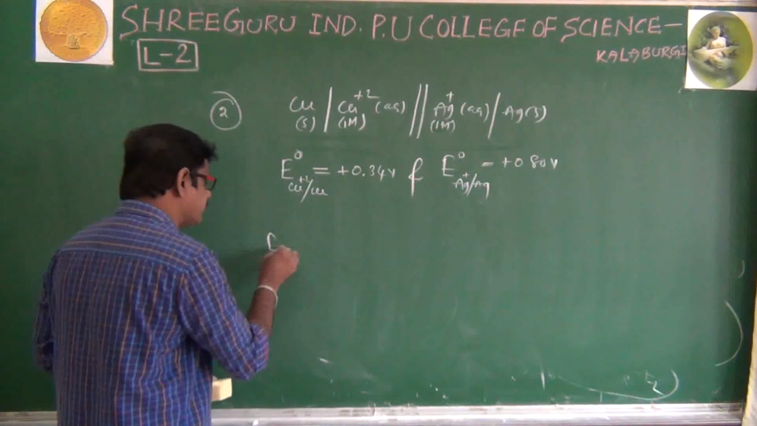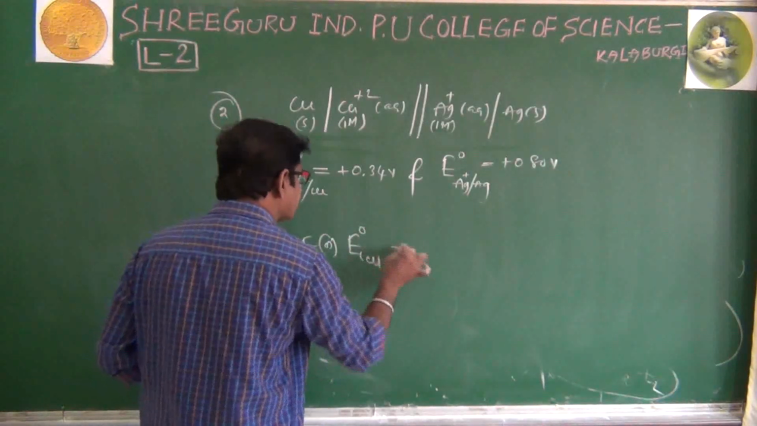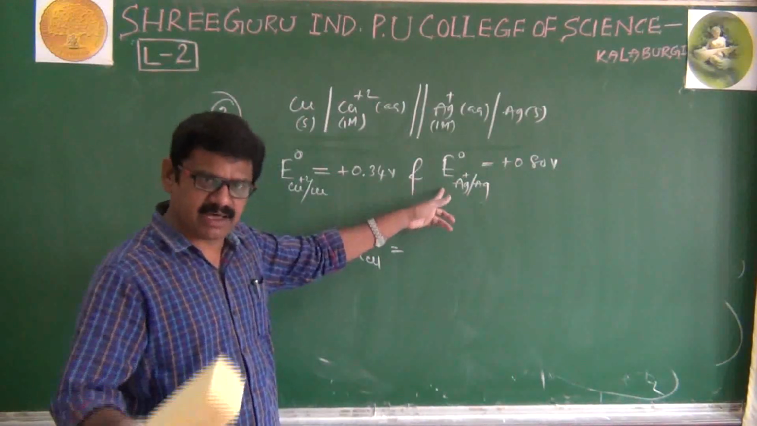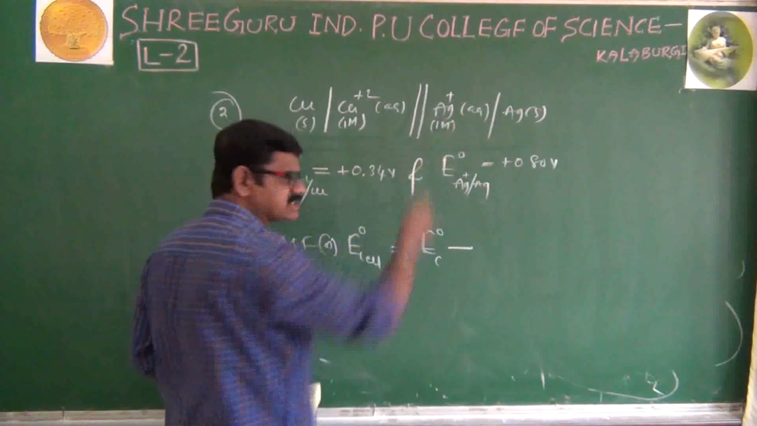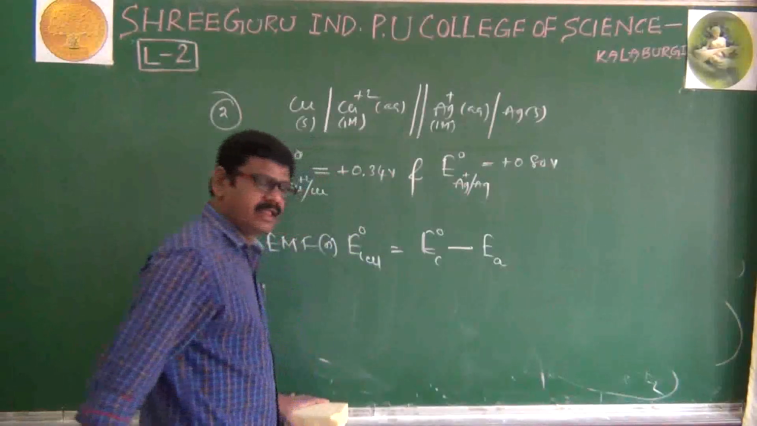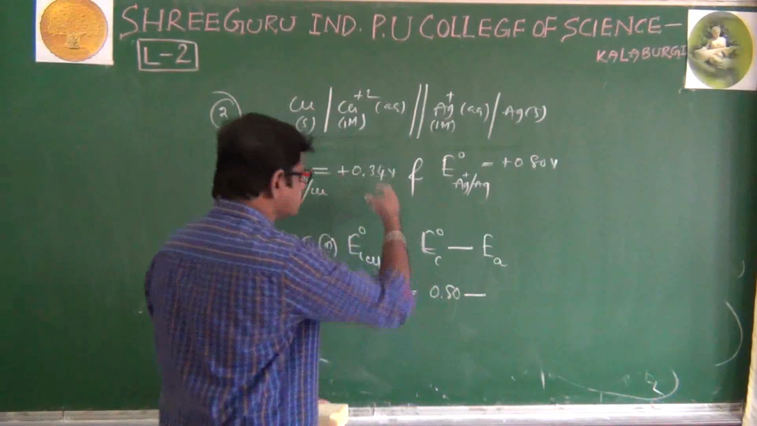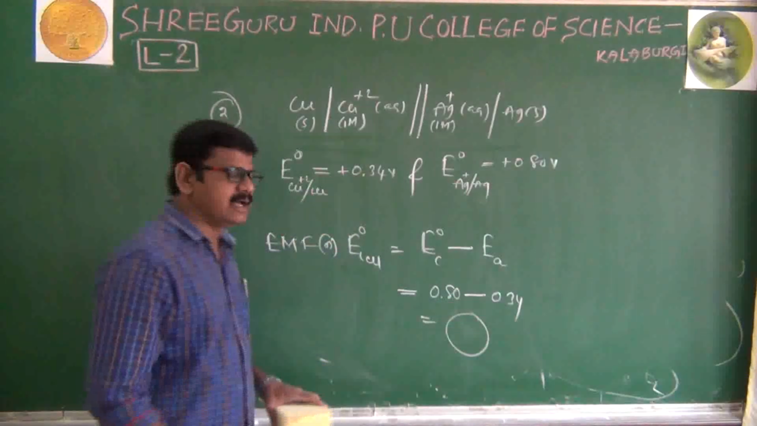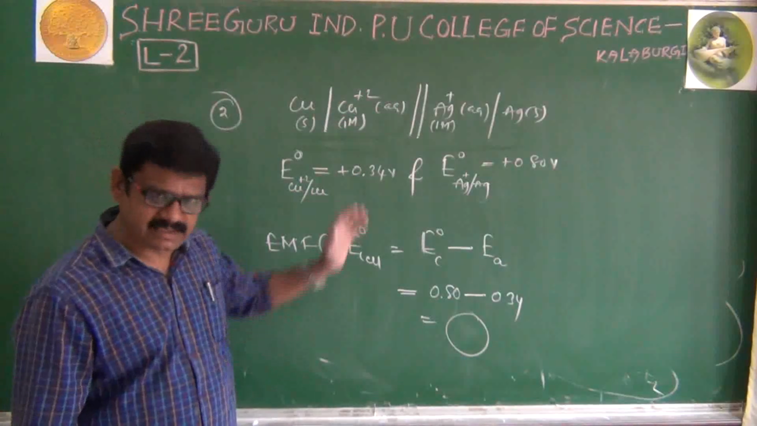Now we will find the EMF, electromotive force, or E naught cell. Here both are standard reduction potentials only. The formula is already known to you: E naught cathode, the right side electrode, minus E naught anode, the left side electrode. E naught cathode value is 0.80 minus 0.34. If you subtract, whatever value you get is called the cell potential, the EMF of the given cell. It is another example.